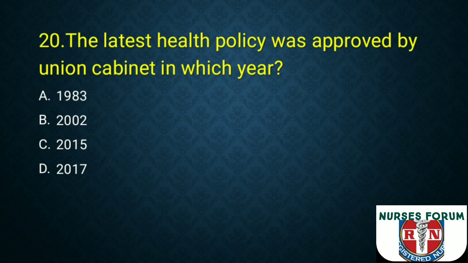The latest health policy was approved by Union Cabinet in which year? 1983, 2002, 2015, 2017. Right answer is 2017. We have three national health policies so far. The first national health policy was launched in 1983 and the second one launched in 2002, and the existing health policy which is launched in 2017, that is the third one.